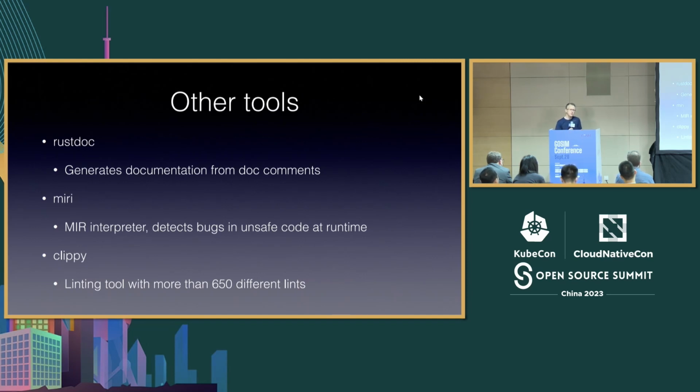There are a few other tools that share code with the compiler. One is RustDoc. It's the tool that generates documentation from doc comments. Another one is Miri. It's a Mir interpreter. Mir is one of those intermediate level representations I talked about before. It's useful if you're writing unsafe code, as it can detect bugs within that unsafe code. And then Clippy is a linting tool. It can evaluate your code and tell you if there are ways that you could improve it. And they all share a lot of code with the compiler itself.